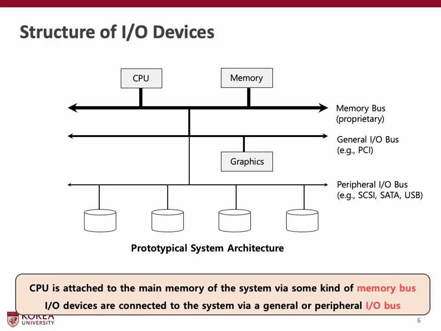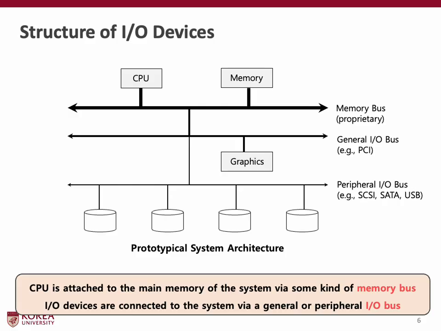And next, this slide shows the base structure of how I/O devices are connected in a computer system. As you can see, the CPU is connected to the main memory by using a high-speed memory bus. This kind of bus is fast but also expensive. So to reduce the cost, system designers utilize hierarchical bus structure like this figure.